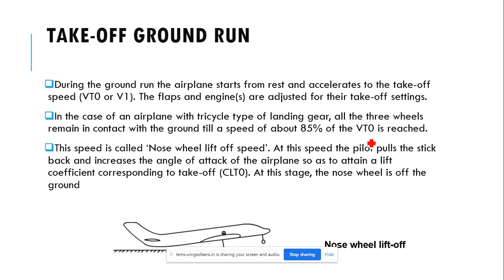So when an aircraft lifts off from the ground, the nose wheel of the aircraft will lift off. When it lifts off, the aircraft should reach about 85% of its maximum speed. When the aircraft speed reaches about 85%, the nose wheel will lift off from the ground.